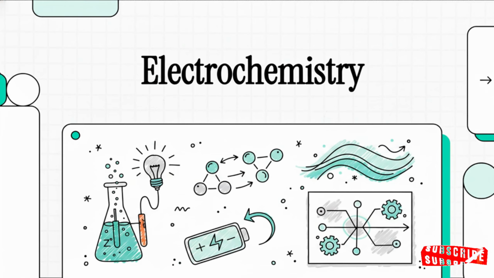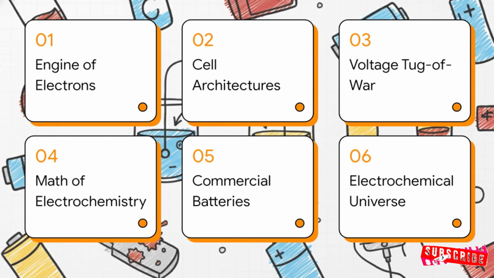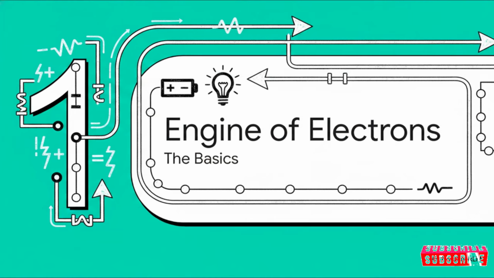So grab your lab notebook, because we are about to map out the exact blueprint of how energy flows. Here's a quick look at our syllabus for today's session. We'll be moving logically right from the foundational definitions of the electron engine into the two core cell architectures, the voltage tug-of-war, decoding the math, and then finally looking at real-world commercial batteries and the broader electrochemical universe. All right, let's kick things off with part 1, the engine of electrons.